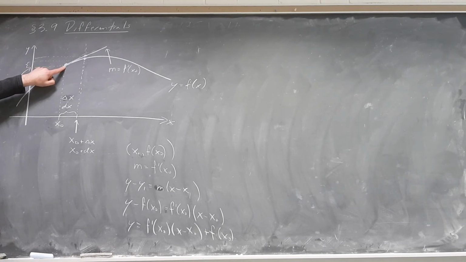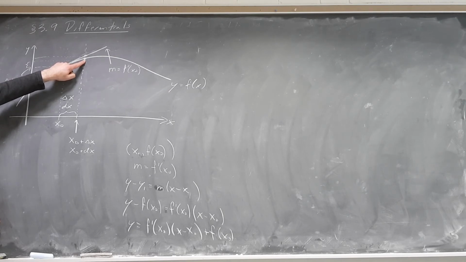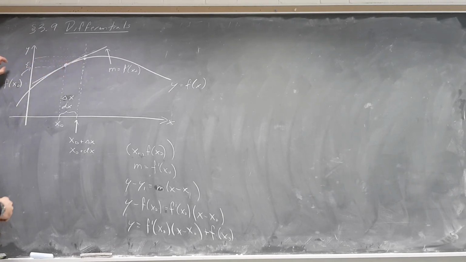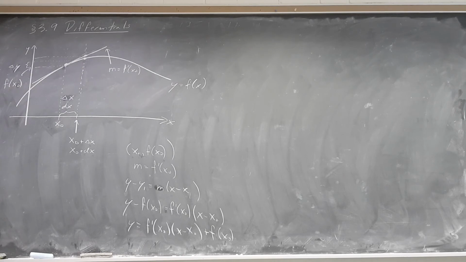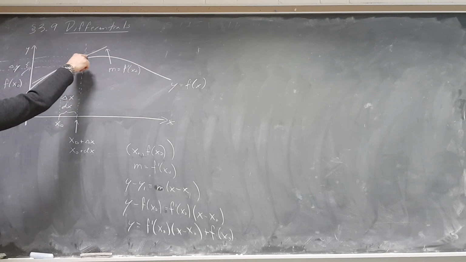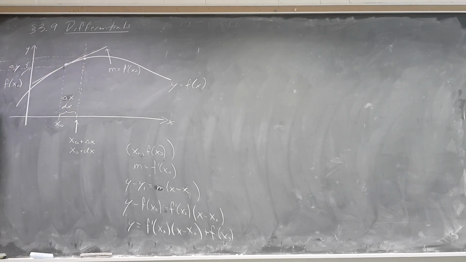This distance between the y value at x naught and the y value at x naught plus delta x, or x naught plus dx on the curve, we are going to call delta y, the change in y on the curve. So that's the distance between the y value at this point and the y value at this point on the curve. On the other hand, let me just sketch these a little bit further out. The distance between the y value on the line here and the y value on the line here, we are going to call that dy.